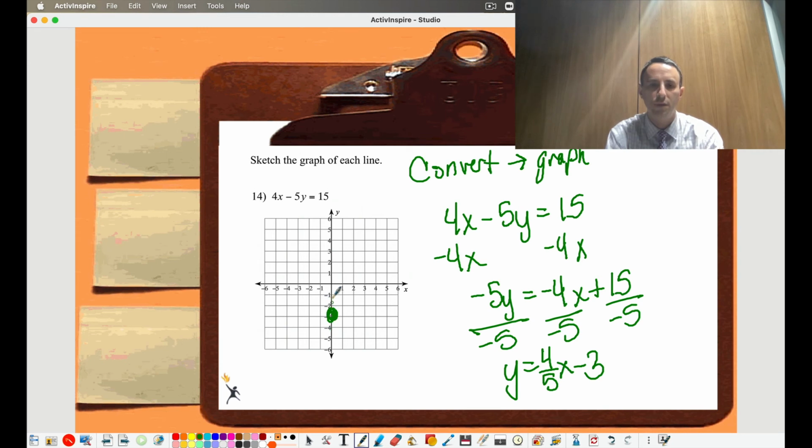Up 4, 1, 2, 3, 4 to the right 5. I can't go down 4, so I couldn't get my last point. It would be somewhere off the graph. So I would just stop here and say, okay, there's my graph. I've got my answer.